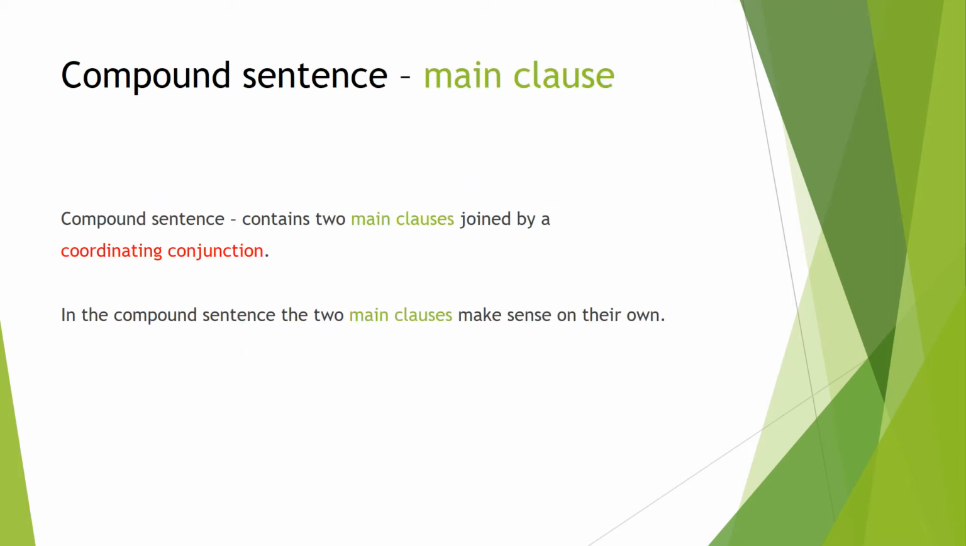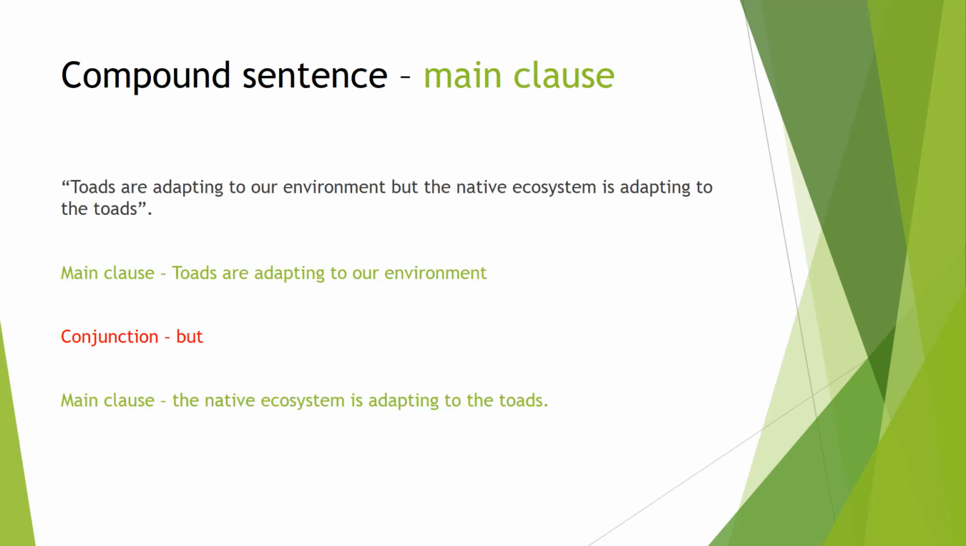Okay, moving on, let's have a look at the compound sentence. So remembering, a compound sentence contains two main clauses joined by a coordinating conjunction. In the compound sentence, the 2 main clauses make sense on their own. So let's have a look at this one. Toads are adapting to our environment, but the native ecosystem is adapting to the toads. Our first main clause, toads are adapting to our environment. The conjunction is but, and the second main clause is the native ecosystem is adapting to the toads.